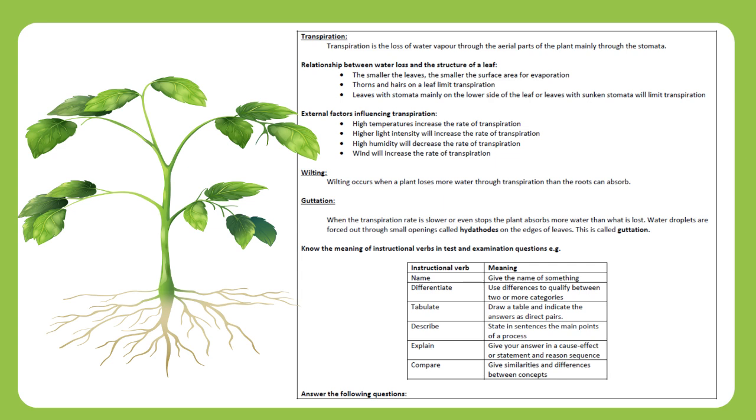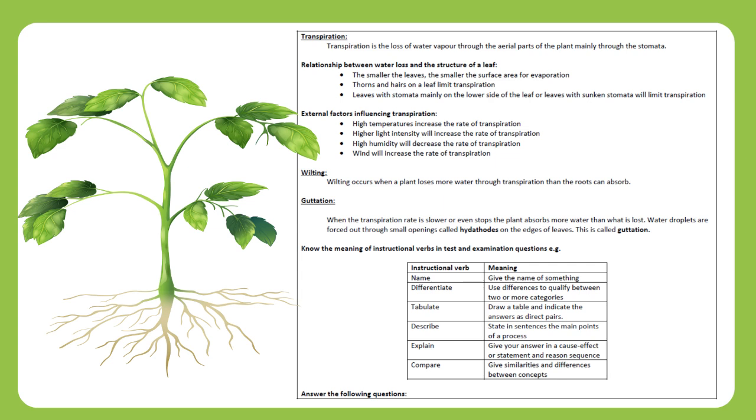External factors influencing transpiration. High temperatures increase the rate of transpiration. A higher light intensity will increase the rate of transpiration. High humidity will decrease the rate of transpiration. Wind will increase the rate of transpiration.